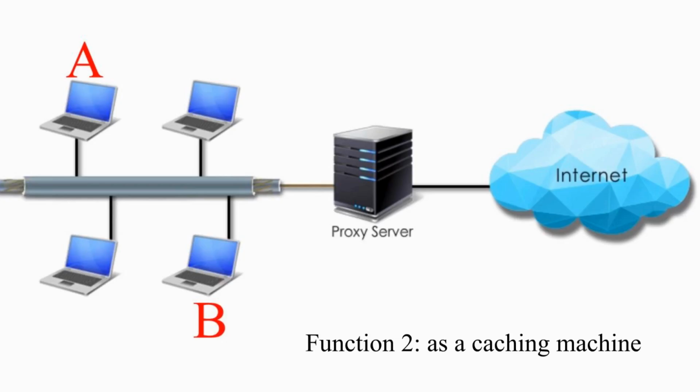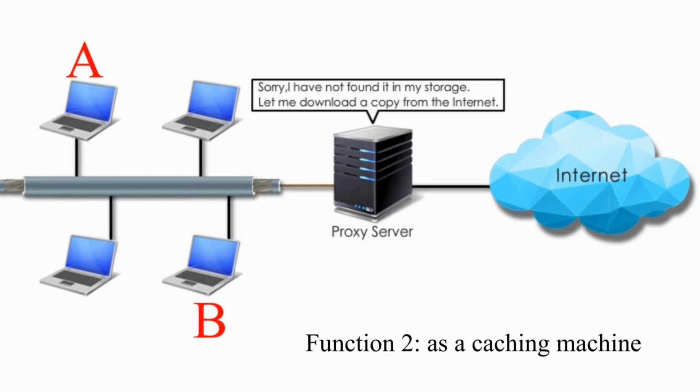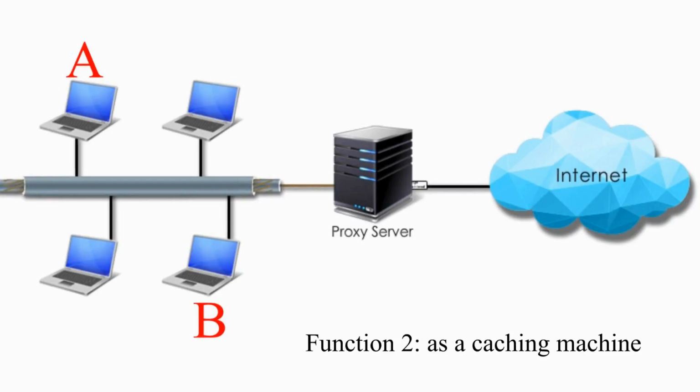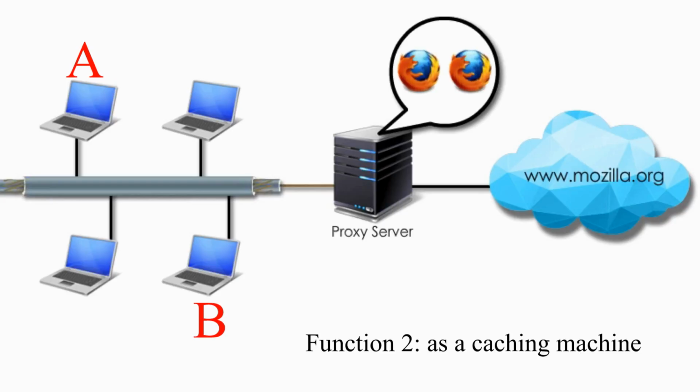2. Proxy server can act as a caching machine. For example, client A wants the latest version of Firefox. The proxy first checks its cache. Sorry, I haven't found it in my storage. Let me download a copy from the internet. The proxy server would go to the Mozilla website and download the software. Then it forwards a copy to client A and keeps a copy in its cache.